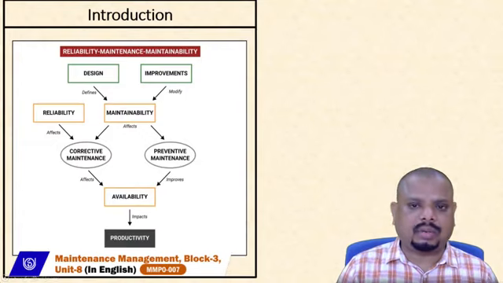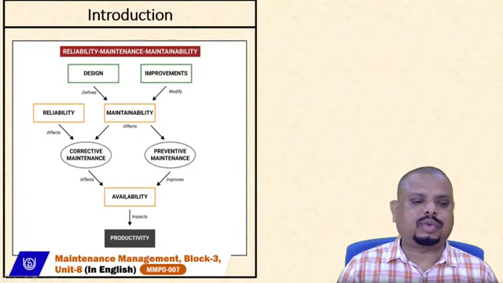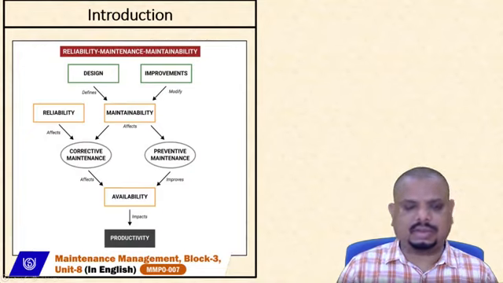And if you observe, the availability impacts the productivity. So it is the duty of what is known as maintenance managers to go for higher improvement of maintainability, which affects corrective maintenance as well as preventive maintenance, which leads towards improved availability and impacts productivity. So this is the simple schematic of reliability, maintenance, and maintainability.